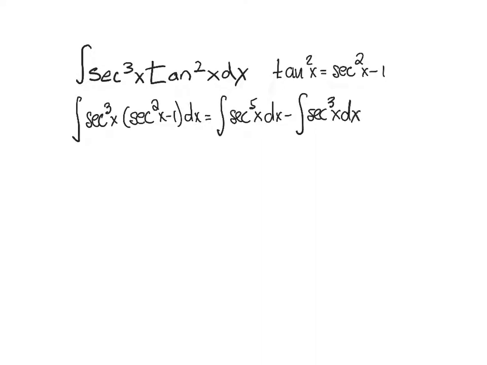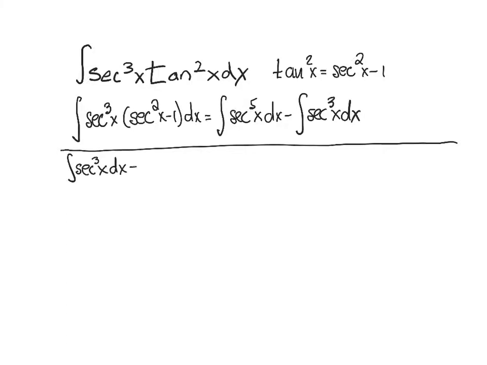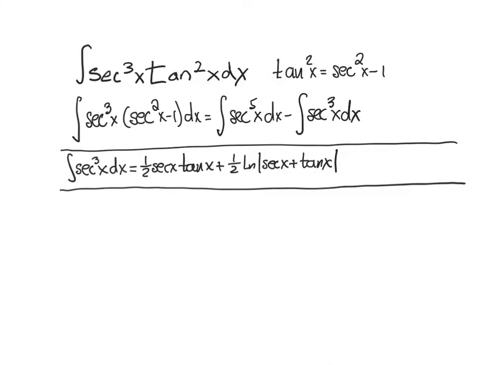In an earlier video, we evaluated the integral of secant cubed. So the integral of secant cubed, if you recall, is equal to 1/2 times secant x times tangent x plus 1/2 times the natural log of absolute value of secant x plus tangent x. So all we have to do to finish evaluating this integral is evaluate the integral of secant to the fifth.